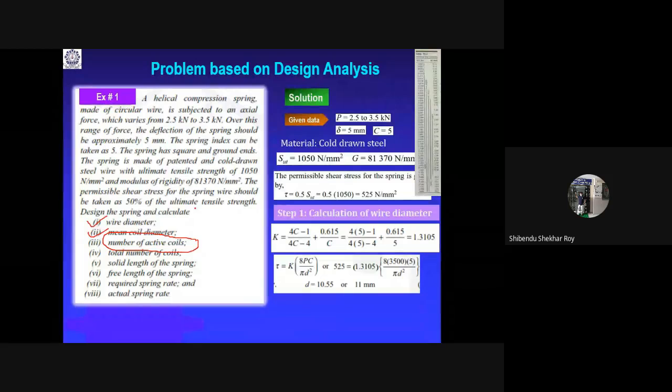Okay, now deflection. How much is the deflection in this particular problem? So once again, deflection equals 8 P D cube N divided by capital G d to the power 4. Now your objective is to find out the N. That means deflection is given to you. How much is the deflection? 5 millimeters.